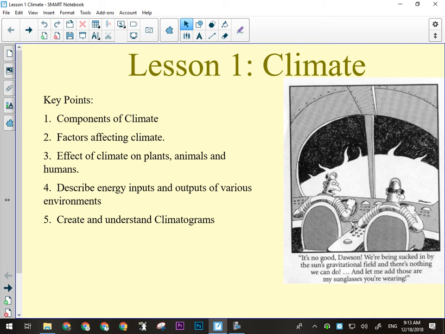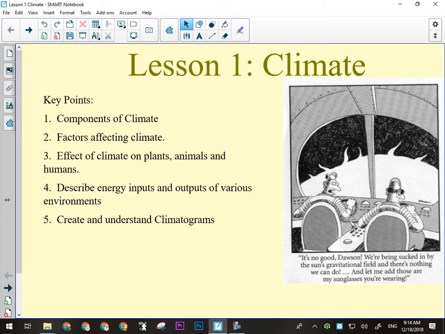So what we've got to go over today are, first off, the components of climate. When we talk about climate, what are the things that we would include in a description of some place's climate? Then we're going to look at the factors that affect climate. It's important to keep those two things straight. There are the components or parts of climate, and then there are the things that make climate the way it is, so why our climate here would be different than in Brazil. Those are different factors.